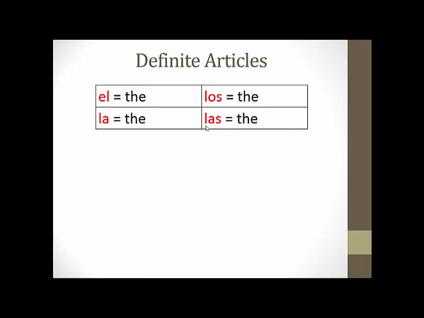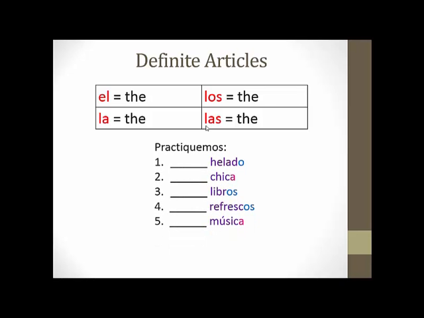Well, let's talk about how we know the difference between these. But before we do that, make sure that you start completing part D of the note guide where it asks what 4 words mean the. So at this point, you need to write el, la, los, and las on the first one for part D. Okay, here's how we decide.